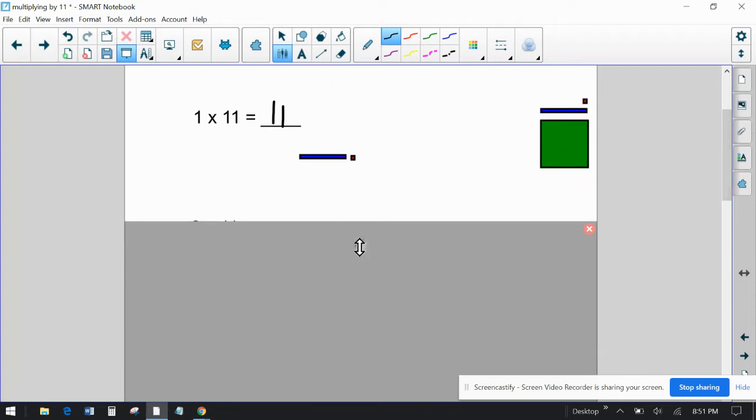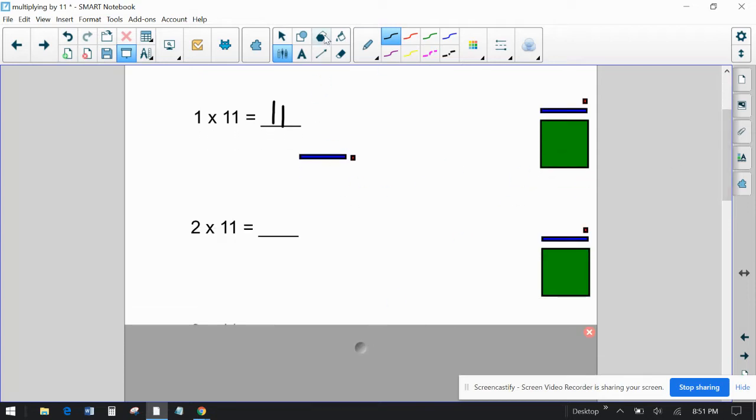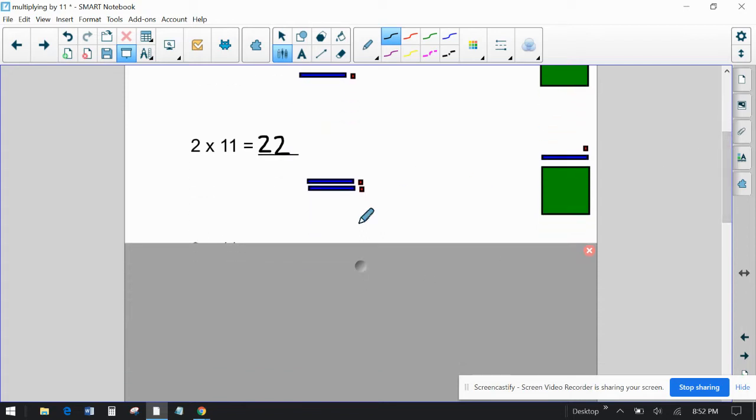So now we're going to move on. We'll show you what 2 times 11 is. And you guys are pretty good at doubling, so it probably wouldn't be too tricky for you to double an 11. There are 2 10s and 2 1s, so 22. Okay, so we have 1 times 11 is 11, 2 times 11 is 22.